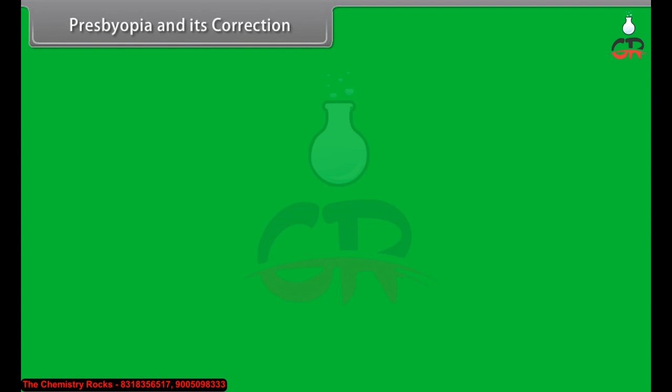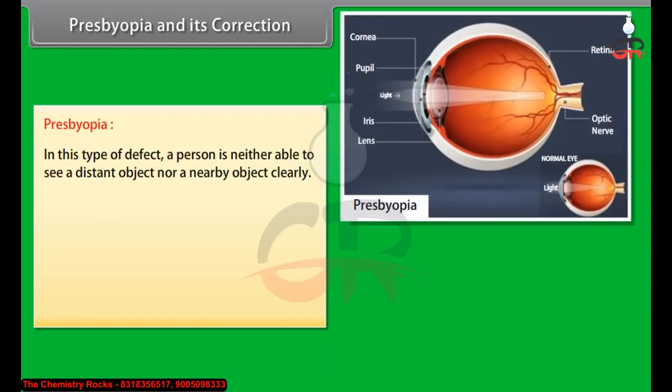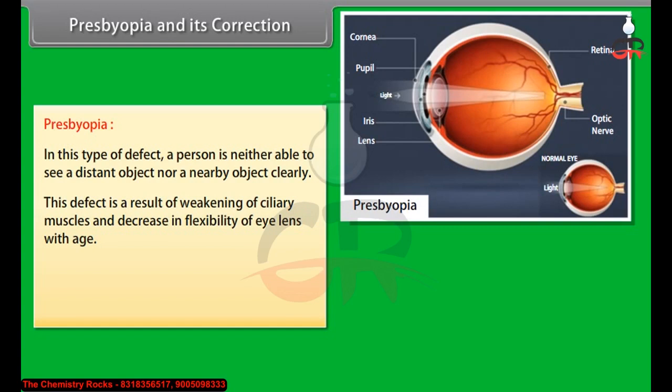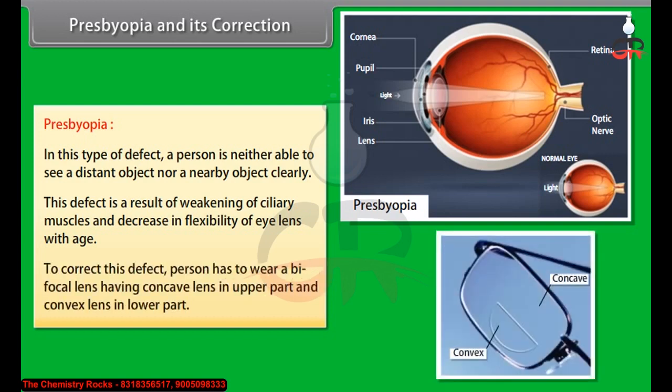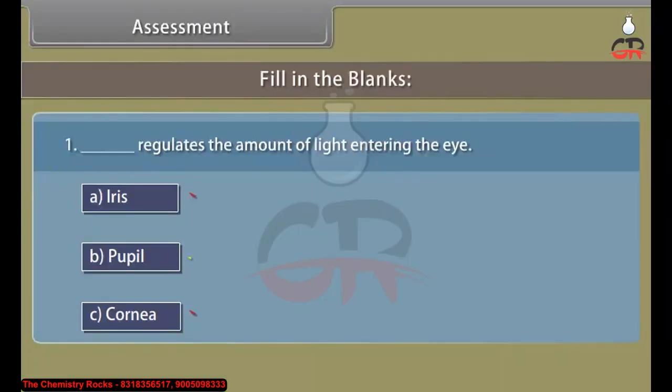Presbyopia and its correction. In this type of defect, a person is neither able to see a distant object nor a nearby object clearly. This defect is a result of weakening of ciliary muscles and decrease in flexibility of eye lens with age. To correct this defect, person has to wear a bifocal lens having concave lens in upper part and convex lens in lower part.